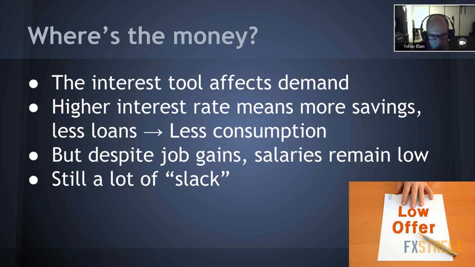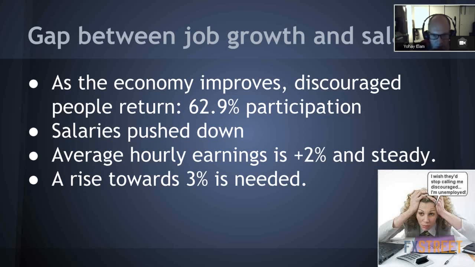So it affects demand. But recently, despite all the job gains, despite 6 months of job gains that were the best since 1997, salaries remain low. There's still a lot of slack in the economy, as the Fed and the Bank of England say. They really like this word. Okay, so we have more jobs, but less offers. Basically, there's a gap between job growth and salaries.